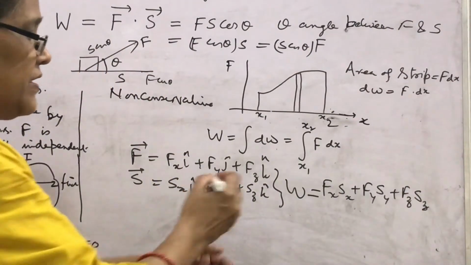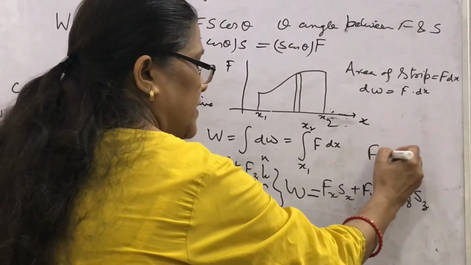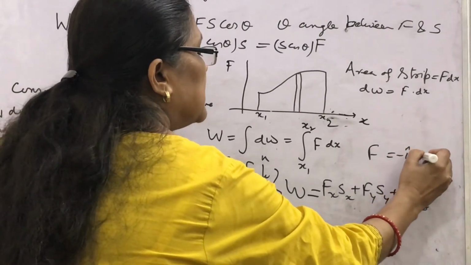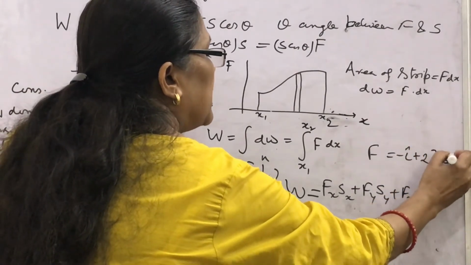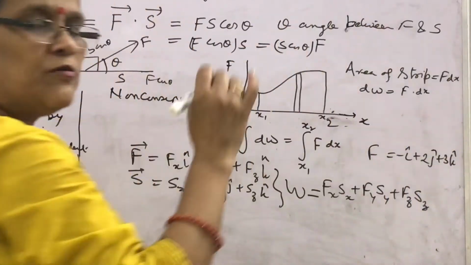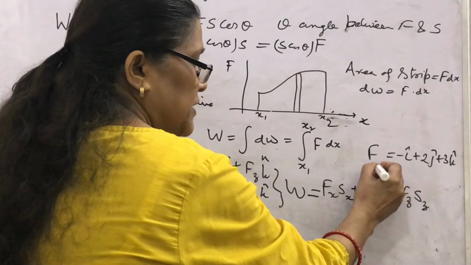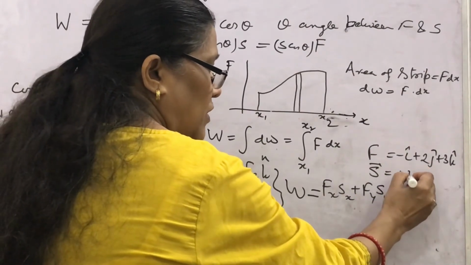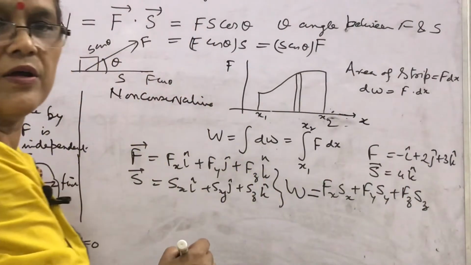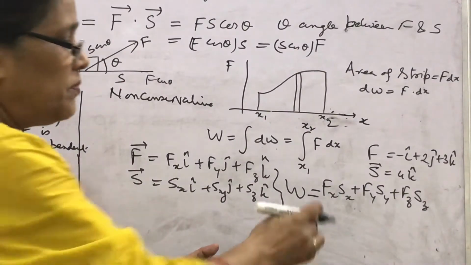A question is given: a force applied on an object is given as F = -i + 2j + 3k, and the displacement of the object is 4 meters along the z axis. How will you write the displacement? As 4 along the z axis, you write 4k. Find the work done by multiplying these.